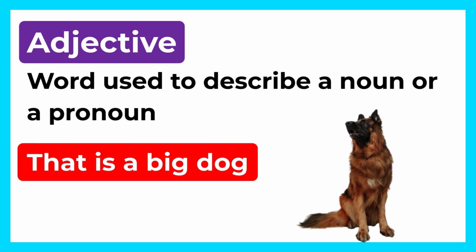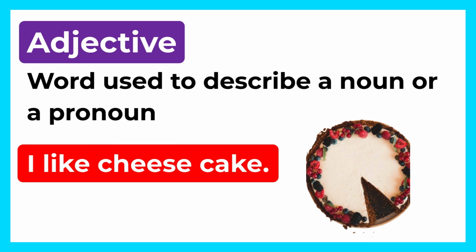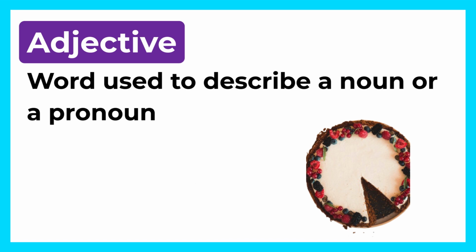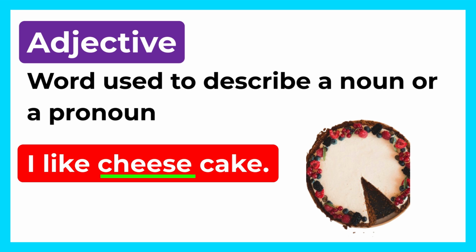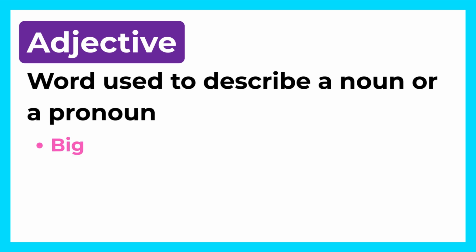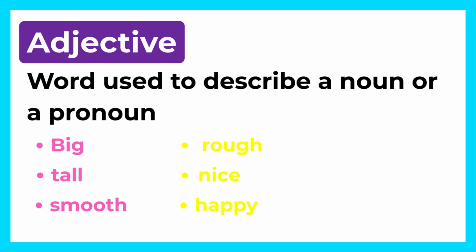For example, that is a big dog. The adjective in this sentence is big because it describes the size of the dog. I like cheesecake. The adjective in this sentence is cheese because it describes what kind of cake it is. Here are some examples of adjectives: big, tall, smooth, rough, nice, happy, angry, fast, late.